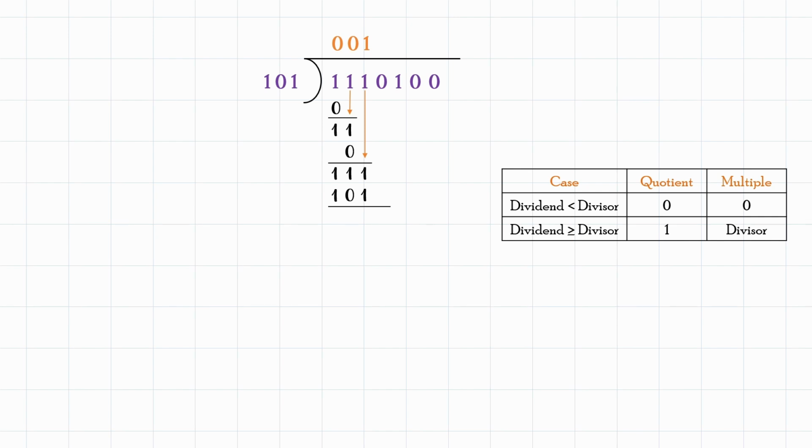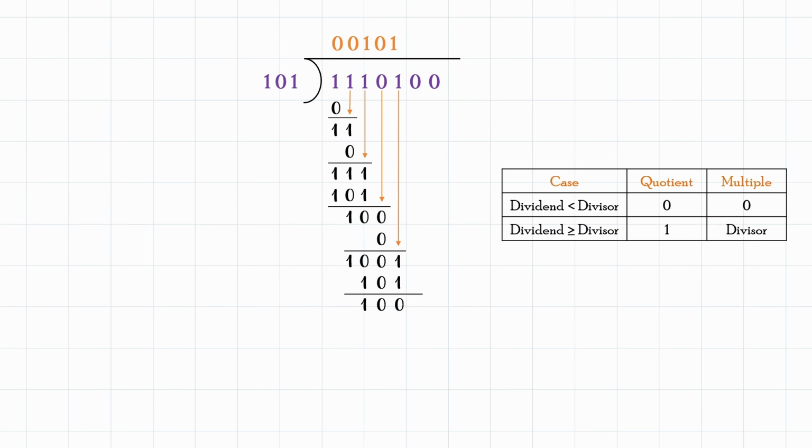111 minus 101 is 10. Bring in the next digit and we have 100. 100 is less than the divisor, so as mentioned, the quotient will be a 0 and the multiple a 0. Subtract and bring in the next digit and we get 1001. Now 1001 is greater than 101, and so the quotient will be a 1 and the multiple 101. And so we continue in this fashion.